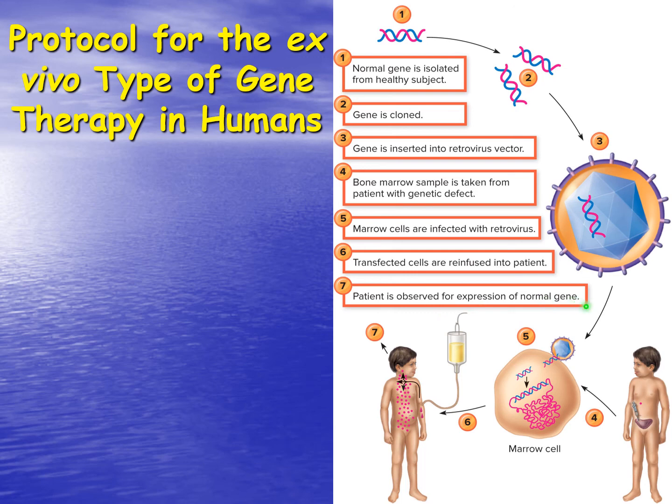the normal gene. So what the retrovirus or adenovirus is carrying is only the gene that we want to replace. It is not carrying viral genes. So what we're hoping is that when we put it back into the patient, these now transfected marrow cells will then produce the product that is the normal product of the normal gene.